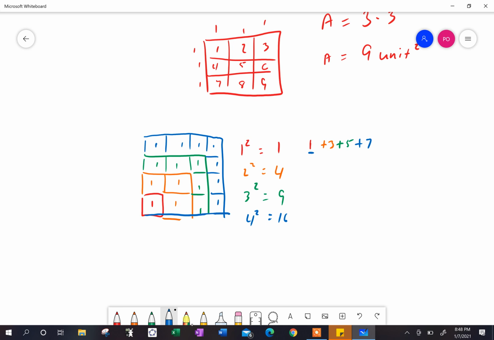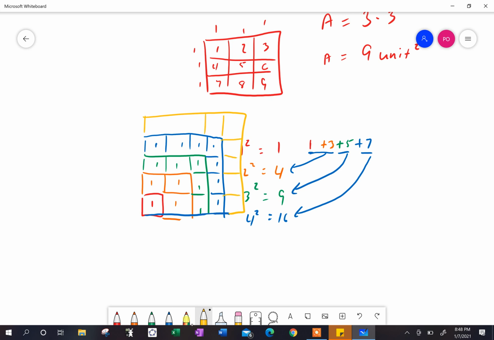So 1 plus 3 is 4, plus 5 is 9, plus 7 is 16. And then the next one would be, well, let's see, should be 9. 1, 2, 3, 4, 5, 6, 7, 8, 9. Plus 9, and that would give me 25.